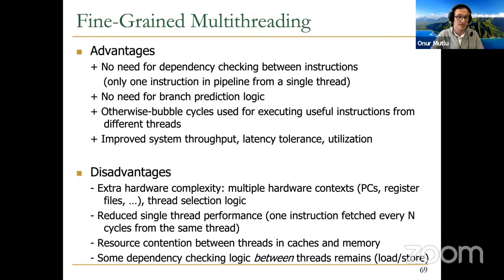Some dependency checking between threads remains. We're not going to talk about that, but if threads are actually dependent on each other through loads and stores, if they're sharing memory, for example, that actually leads to potentially sophisticated hardware, even in a fine-grained multithreaded machine. And GPUs actually suffer from this potentially. If, for example, two threads in a GPU are supposed to synchronize with a memory operation, they need to share memory. You need to be very careful about that. You need to actually use different constructs for that. And if those constructs are not supported by hardware nicely in your GPU, you may lose performance a lot. So this dependency checking within a thread goes away, but dependency checking between threads, which may be required for synchronization purposes across threads, for example, actually leads to a problem.